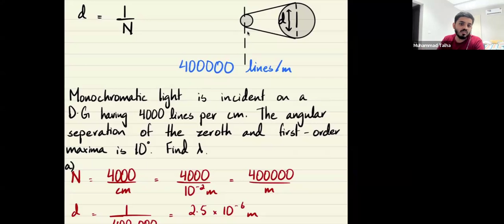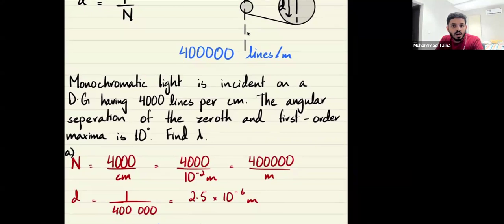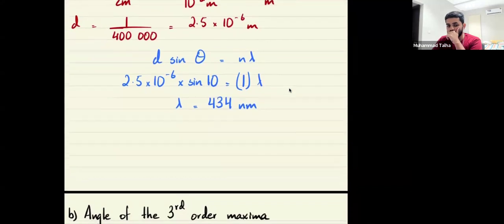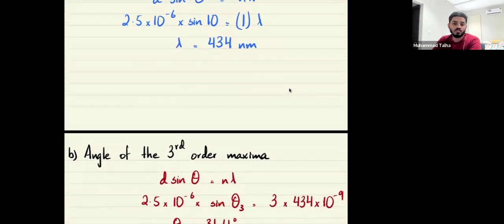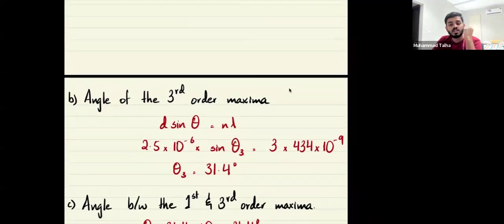All right, so first part, it says find lambda, right? So we know d. The angle of separation of the 0th and the first order. So this means n equals 1, right? So n lambda, n is 1, lambda is what I need to find, d is this, and sine theta is sine 10, and I just rearrange this and find lambda. All right. Next part, angle of the third order maxima. So third order means I need to use n equals 3, and I just find out theta. Not very difficult.